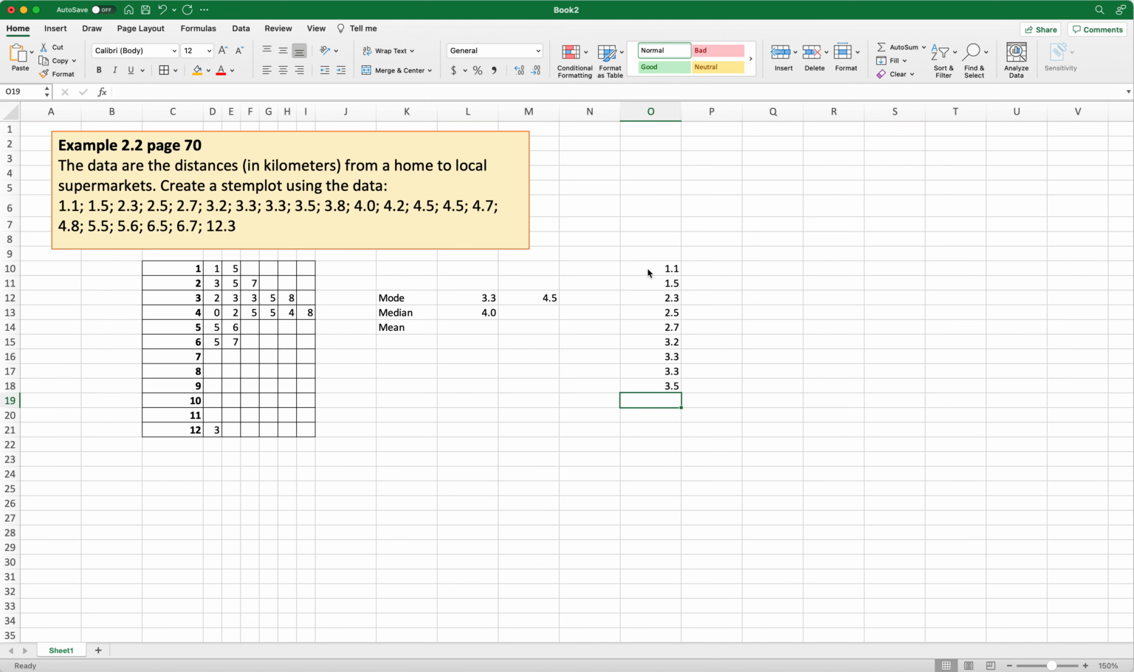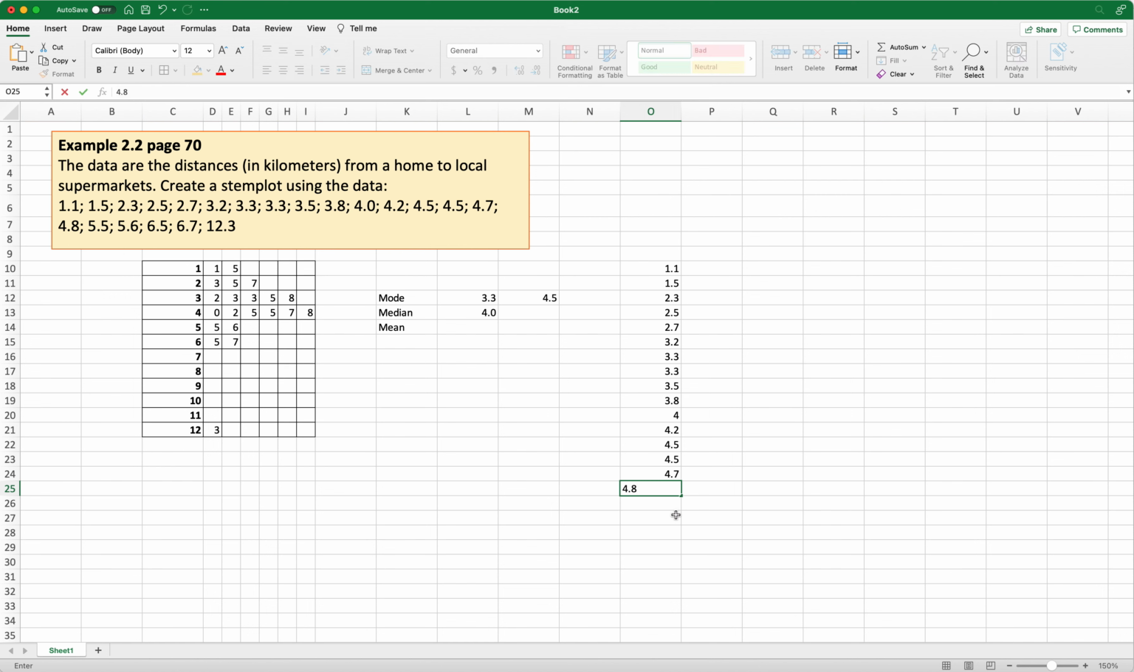3.5, 3.8. Then I have 4.0, 4.2, 4.5, 4.5, our other mode. And is 4.5, 4.5, 4.7. Has to be, not 4. Good thing I checked that. It would make my calculations off just a little bit.